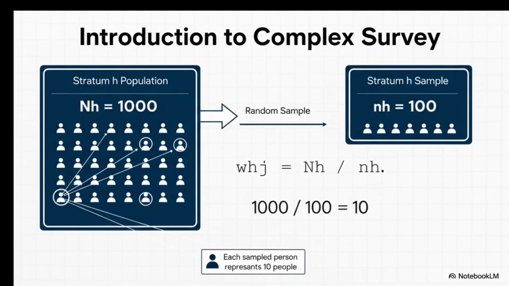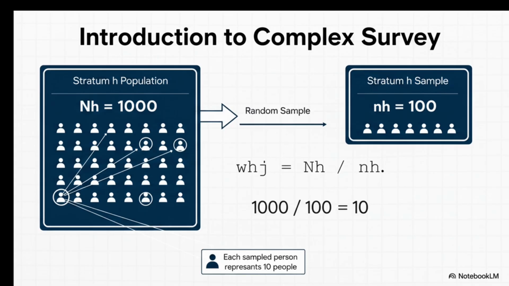So where do these weights even come from? Well, in the simplest case, like a stratified sample, the weight for some person j in stratum h is just N_h divided by n_h. That's it. It's the total number of people in the population for that stratum divided by how many people we sampled from it. It's literally the inverse of the selection probability.